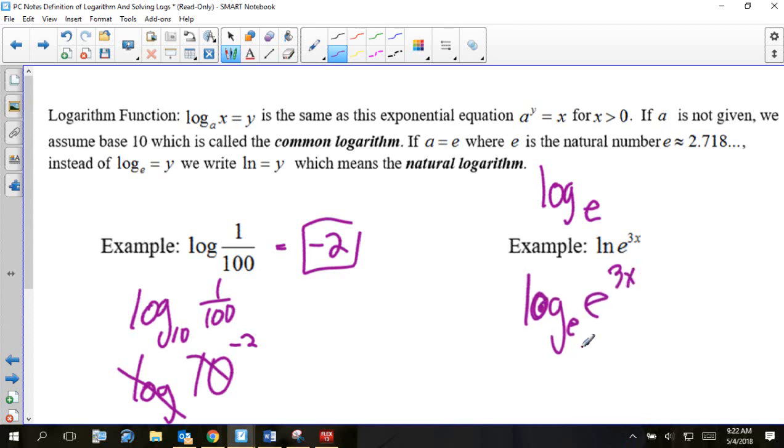What happens to log base e of base e? They cancel. What's our answer? Here we go.